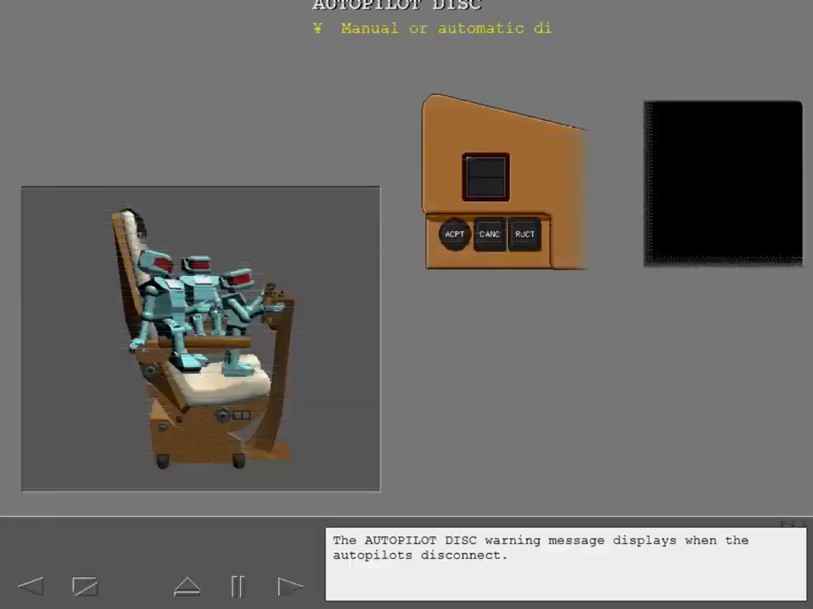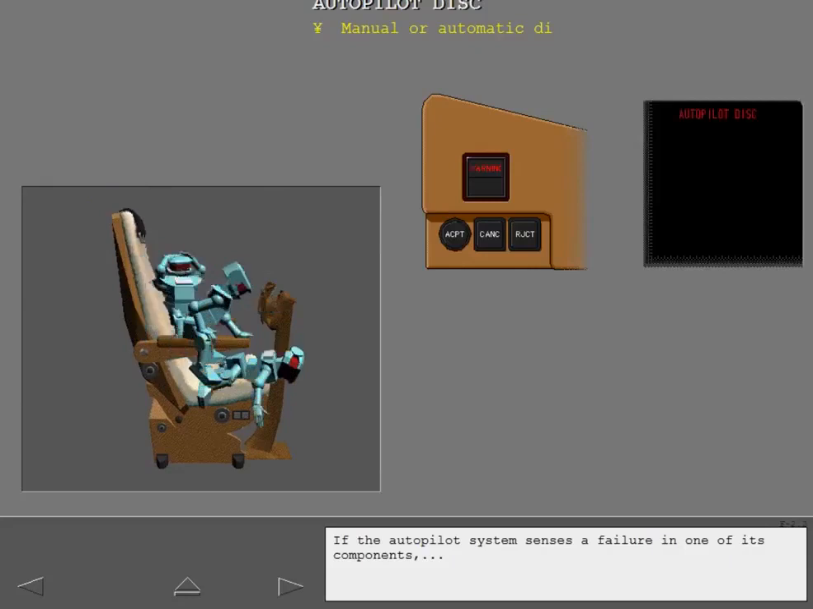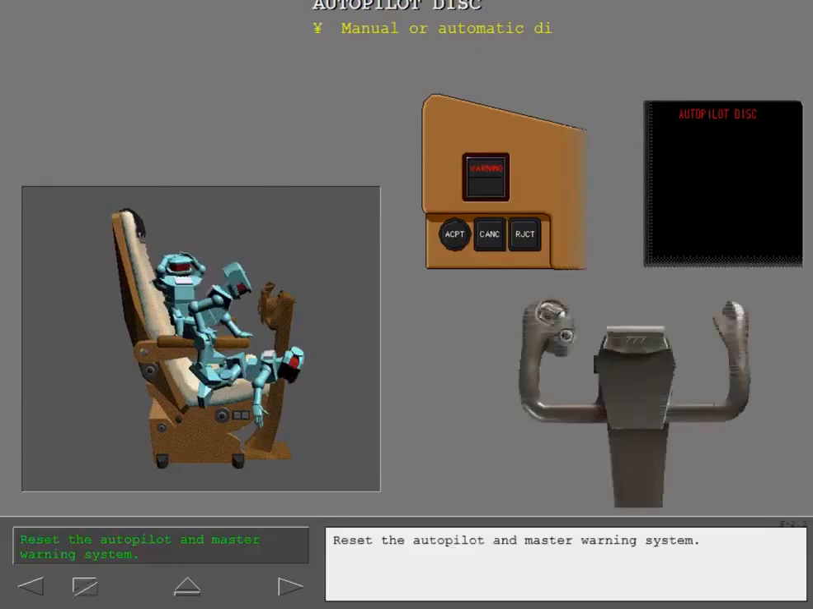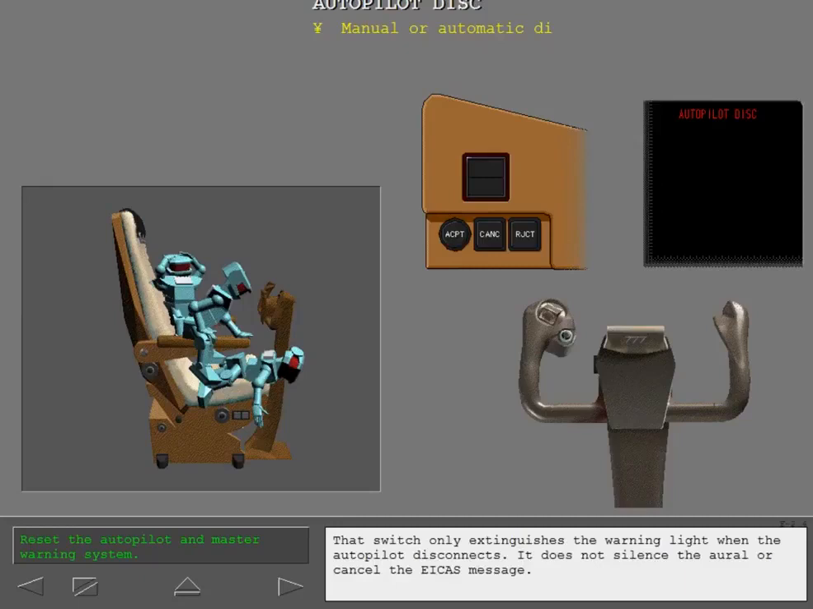The autopilot disconnect warning message displays when the autopilots disconnect. If the autopilot system senses a failure in one of its components, all engaged autopilots disengage. Reset the autopilot and master warning system. That switch only extinguishes the warning light when the autopilot disconnects. It does not silence the aural or cancel the ICAS message.